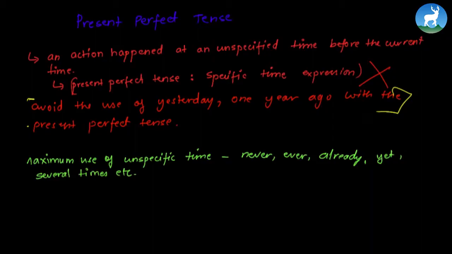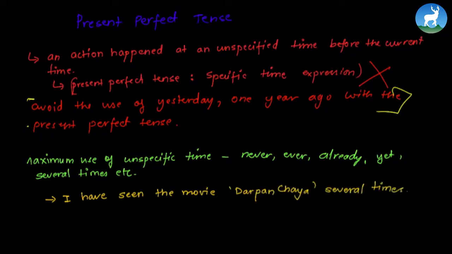So let's look at an example. I have seen the movie Darpan Chhaya several times. Here, you are saying that you have seen. This is the present perfect tense. You have seen the movie Darpan Chhaya several times. This is an unspecific time. If you would say, I have seen the movie Darpan Chhaya for 5 times, that would be a specific time, which should be avoided while using the present perfect tense in a sentence.